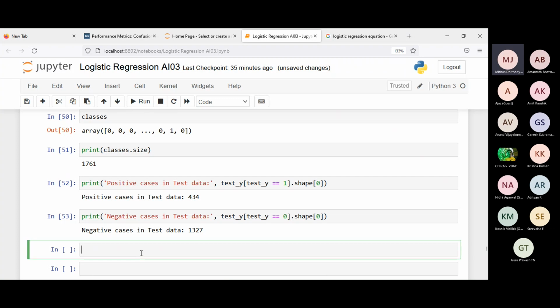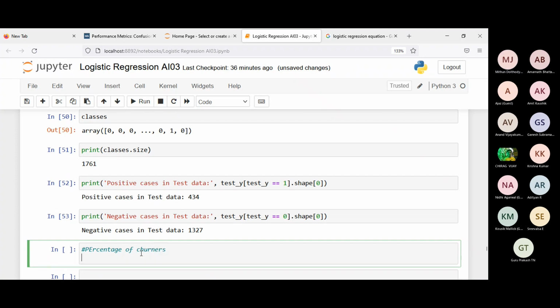If you want to check the percentage of churners, all you need to do is type equal to 434 divided by 1761. Okay, maybe I have to remove the equal sign, it is not Excel. It is 24% churners is what we have, and 76% non-churners.